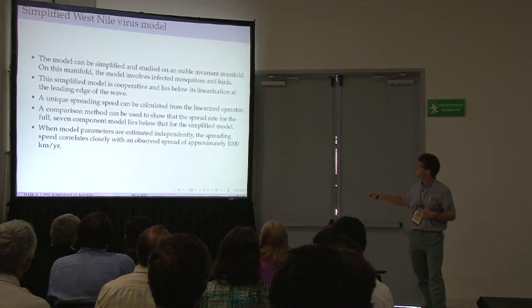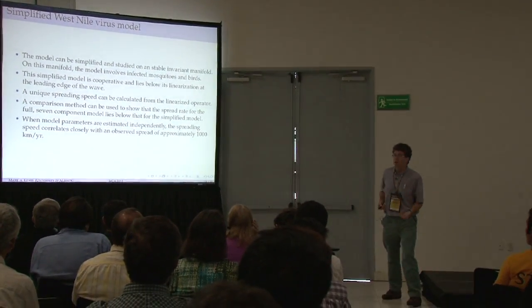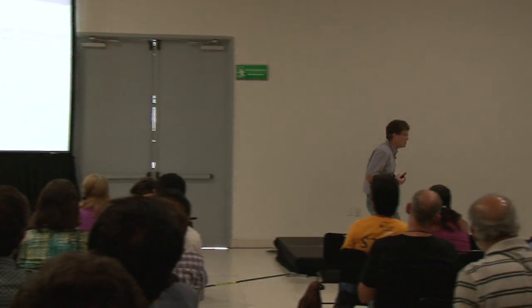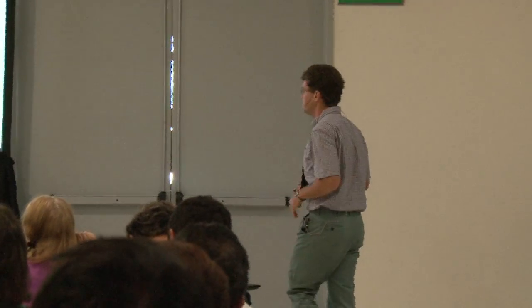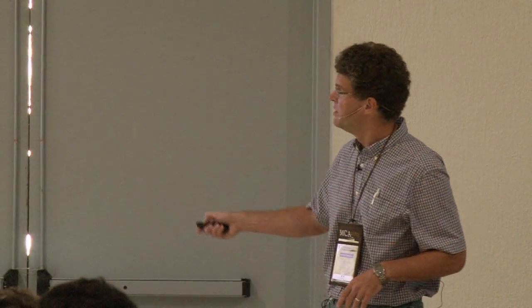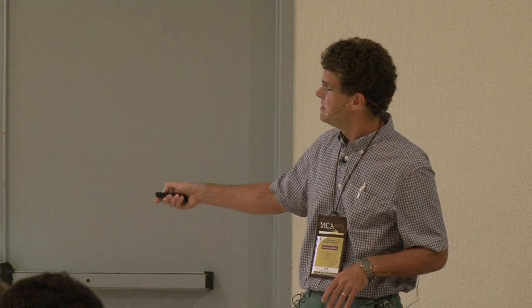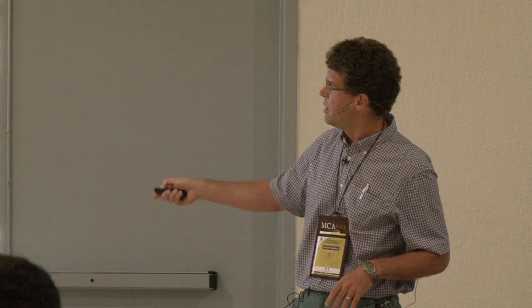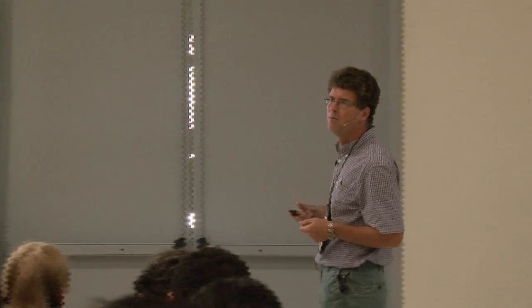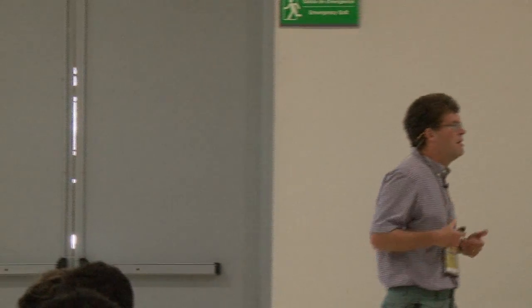more simple system. And you might ask, how well does this model do in predicting the spreading speed for West Nile virus? So we try to independently estimate the parameters for the model. And you can see about how far it's moved for these estimates, which is about 800 kilometers in 300 days. And the true spreading speed was around 1,000 kilometers a year as it moved into North America and spread across North America.